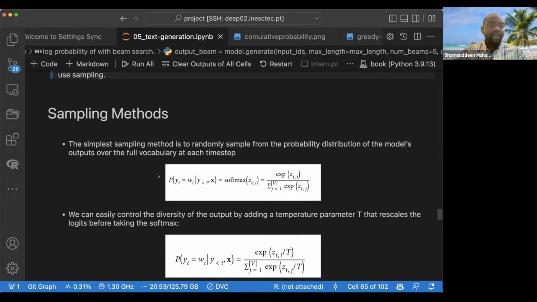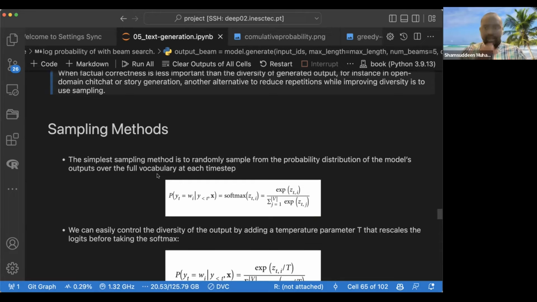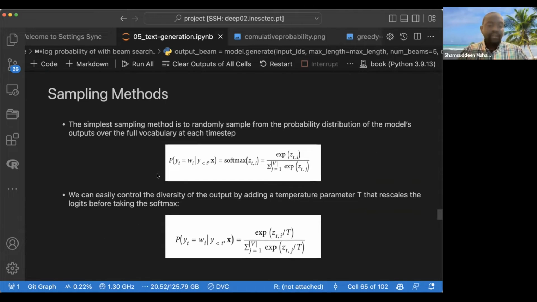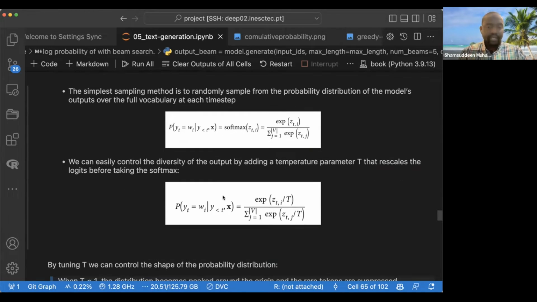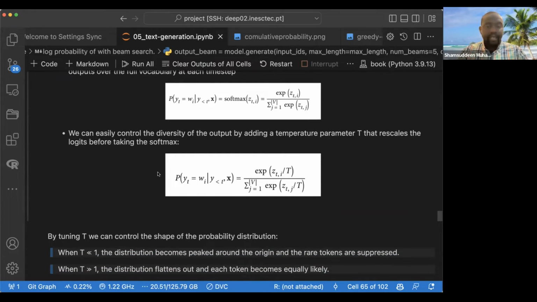So the next one is the sampling method, which we can see will reduce repetition and improve diversity, because you are just sampling, right? If you have random stuff, you just sample, and probably you can reduce the repetition. So basically, we apply a softmax to our log probabilities and select from them. We can easily control the diversity by adding what is called a temperature parameter that scales the logits before taking the softmax.